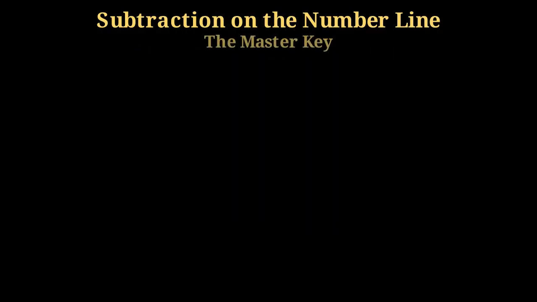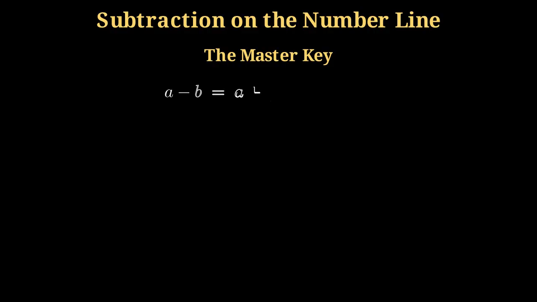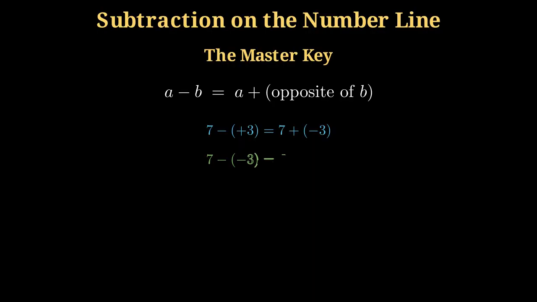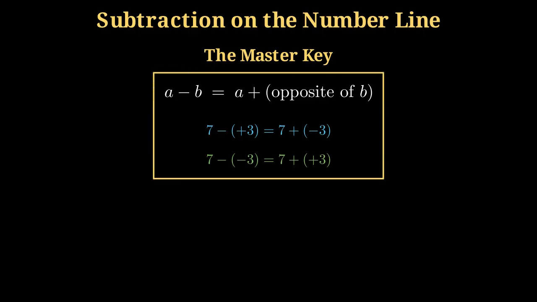Now, the master key that unlocks every subtraction. Subtracting a number is exactly the same as adding its opposite. 7 minus +3 becomes 7 plus -3, and 7 minus -3 becomes 7 plus +3. Think of it with money. Taking away a debt of 3 shillings makes you 3 shillings richer. Removing a negative is a gain. So from now on, every subtraction question becomes an addition question, and you already know all the addition rules from lesson 1. Change the sign, then add.